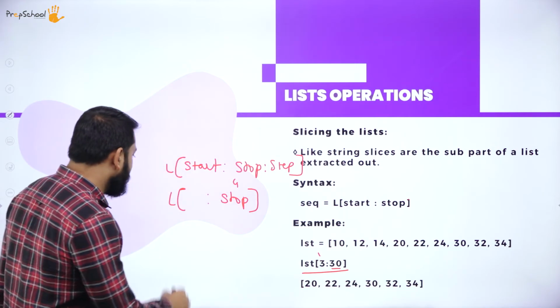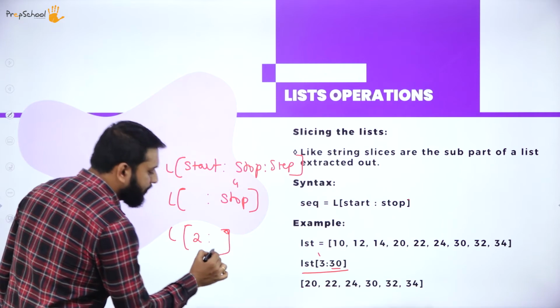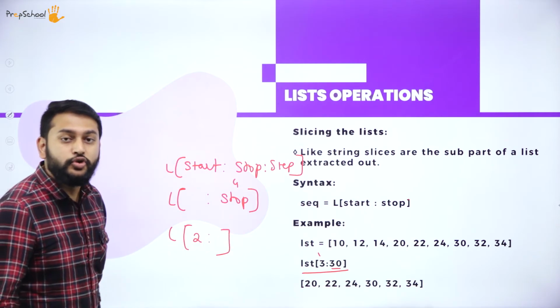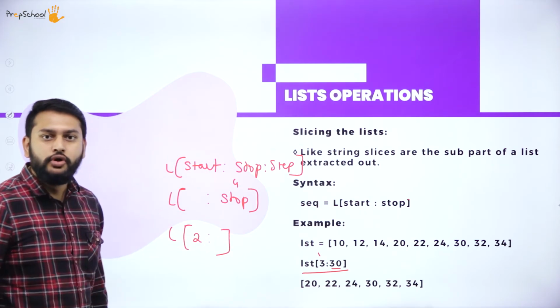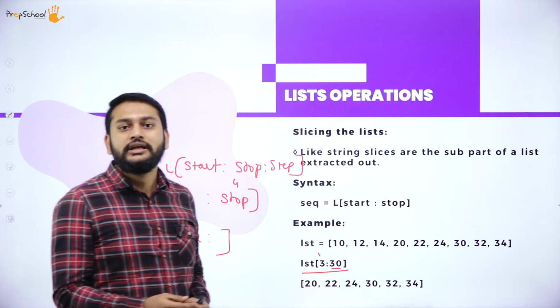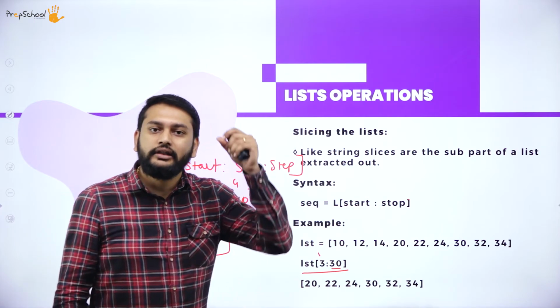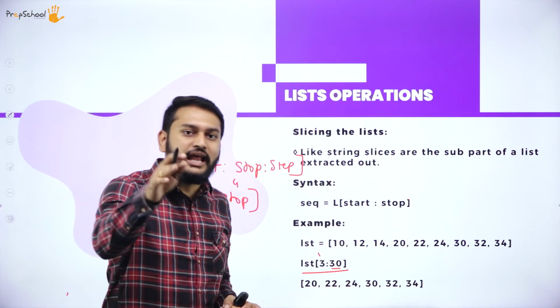Suppose I have written like this, 2, and I have not mentioned the stop value. What is the meaning of it? It should start from 2, and it should consider till the end of the list. So this is how we perform slicing in a list.